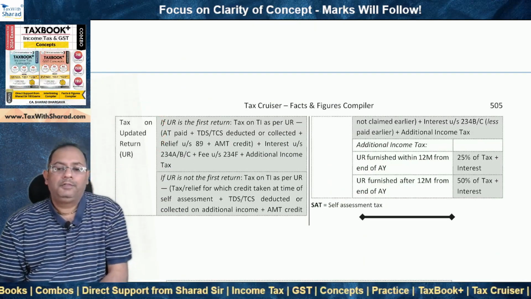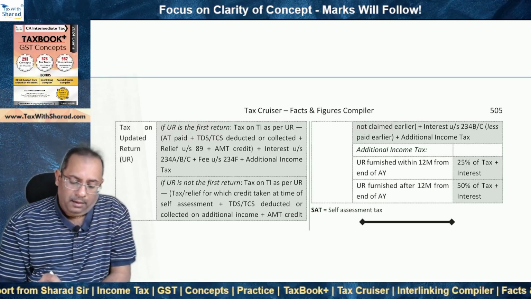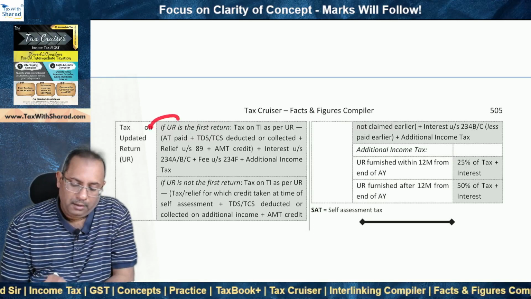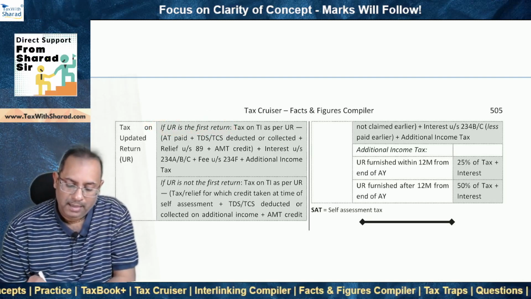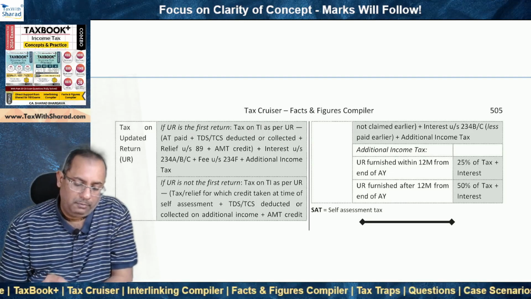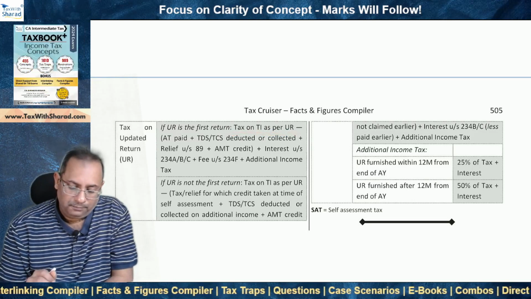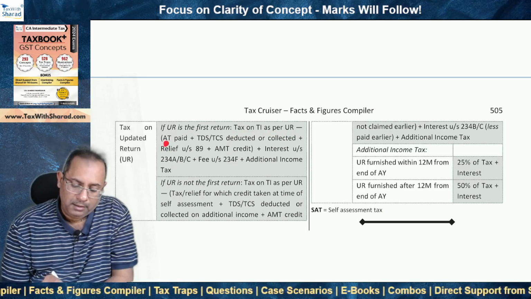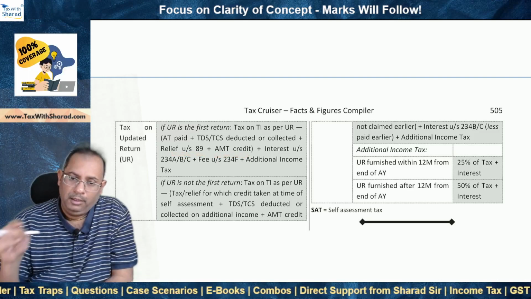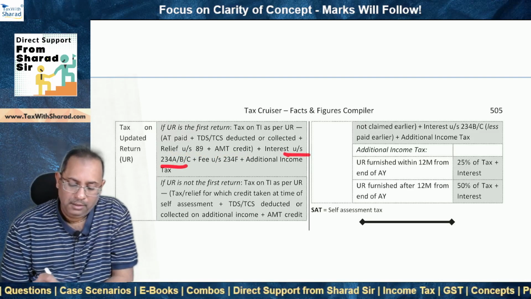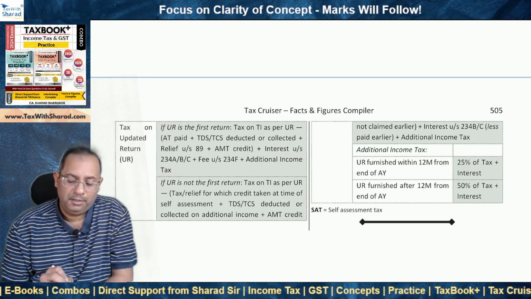Updated return. When an updated return is filed, one needs to pay additional tax. And there are two situations. If the updated return is the first return, that means no earlier return has been filed for the same assessment year, how do you compute tax to be paid while filing the updated return? Tax on total income as per updated return, and then you deduct advance tax paid, TDS deducted or TCS collected, relief under section 89 and AMT credit. And then you add interest under section 234A, B, C, fees under section 234F, and additional income tax.